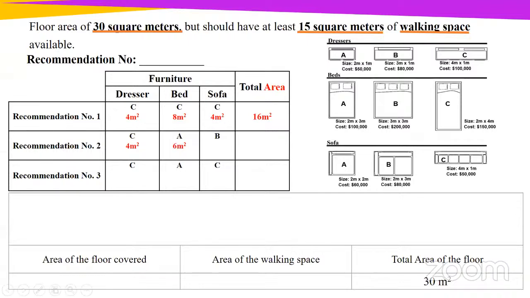And let's go over to sofa B, boys and girls. What would be the area of sofa B? I'm still seeing 6 square meters, 4 square meters. Okay, boys and girls. So again, you need to look at your calculations, see where you went wrong. Let's come up with the total area for recommendation 2, boys and girls.